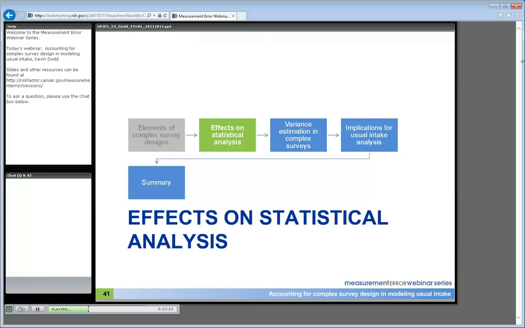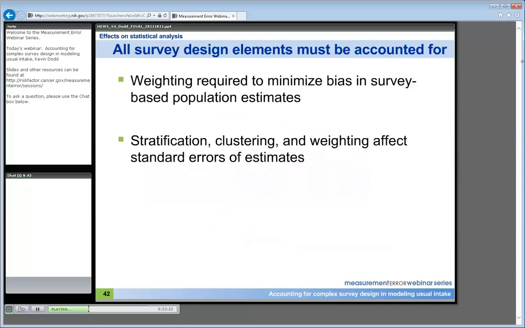So now I'm going to talk about some ways that you have to modify your approach to statistical analysis when your data come from a complex sample instead of the simple random sample that most of your techniques were originally developed for.